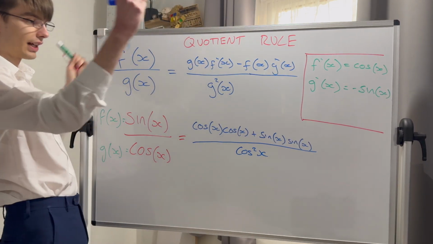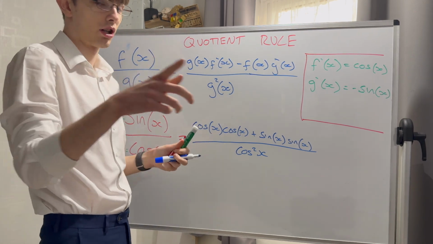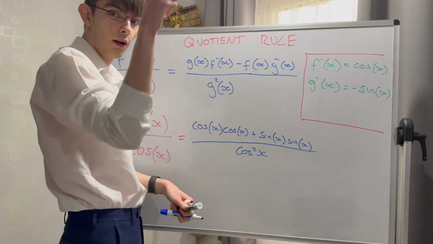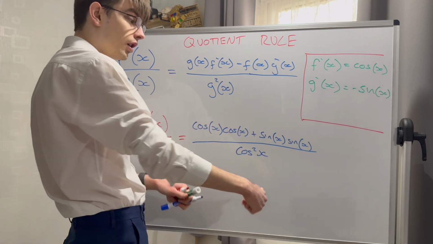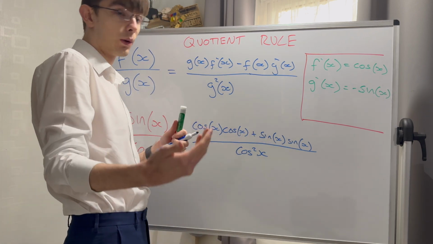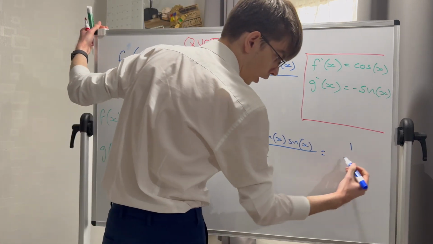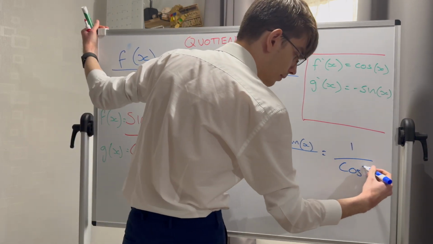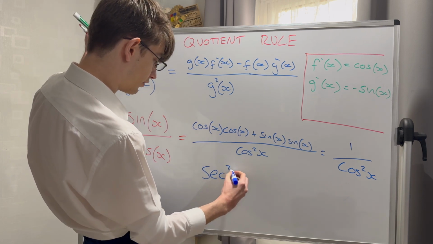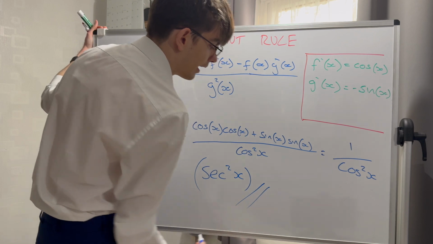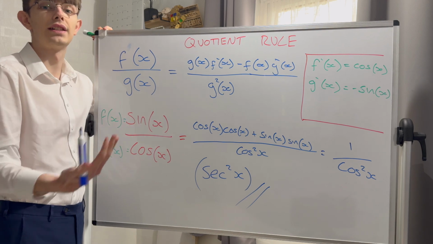Well, I can simplify this very nicely. If you're not very trigonometrically inclined, now's the time to be, because on the top, hopefully we've got alarm bells ringing already. I've got cos times cos, which is cos squared. I've got a sine times a sine, which is sine squared, and I'm adding those together. Sine squared plus cos squared is 1. So I have 1 divided by cos squared x, or sec squared x. And using this nice quotient rule, I have proven the derivative of tan.